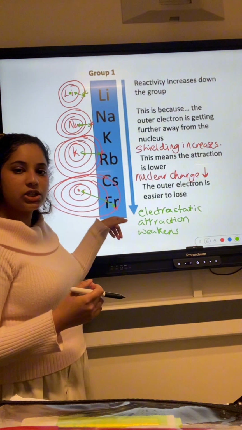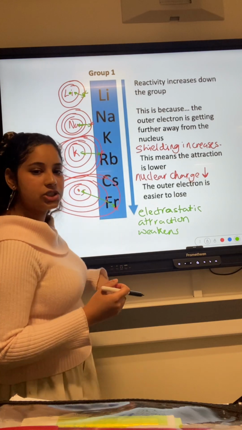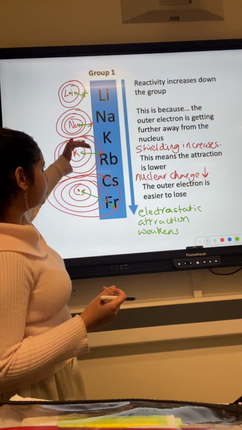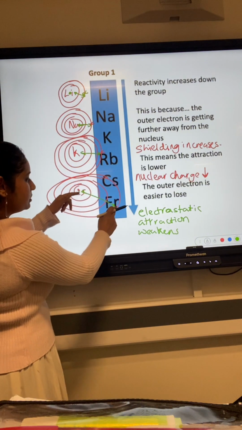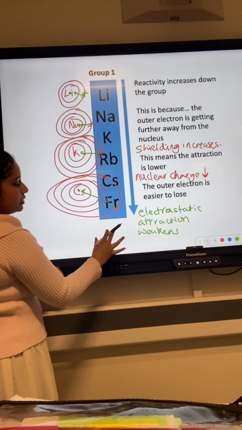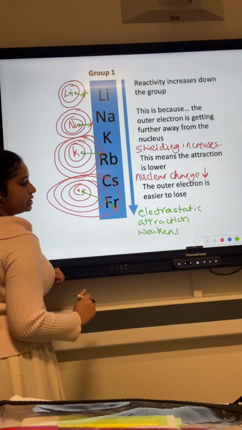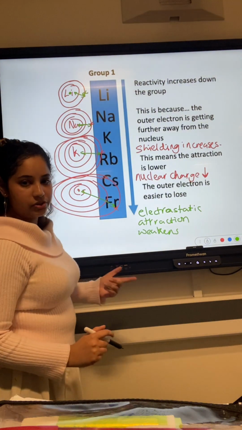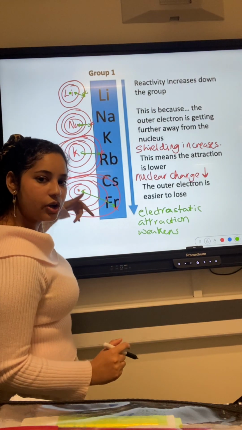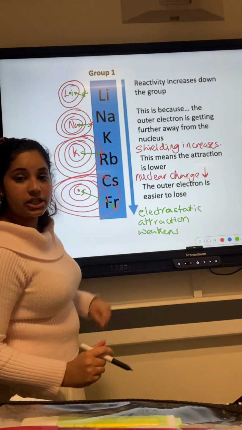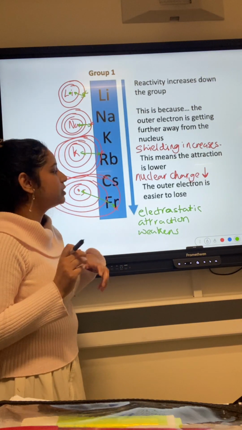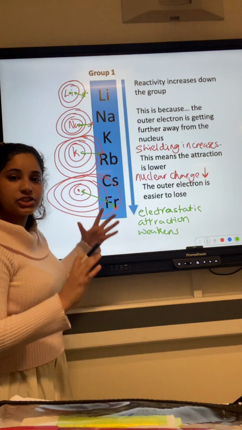In this case, because we're talking about an atom, it will be between the outer shell electron and the positively charged nucleus, okay? So as we go down group 1, that distance between the outer shell electron and the positively charged nucleus is getting bigger and bigger, okay? And that electrostatic attraction weakens. So we've already spoke about 3 things so far. So shielding increases because the number of electrons are rapidly increasing as we go down, okay? Nuclear charge decreases, so there's less of a pull for the outer shell electrons, okay? And the electrostatic attractions also weaken.